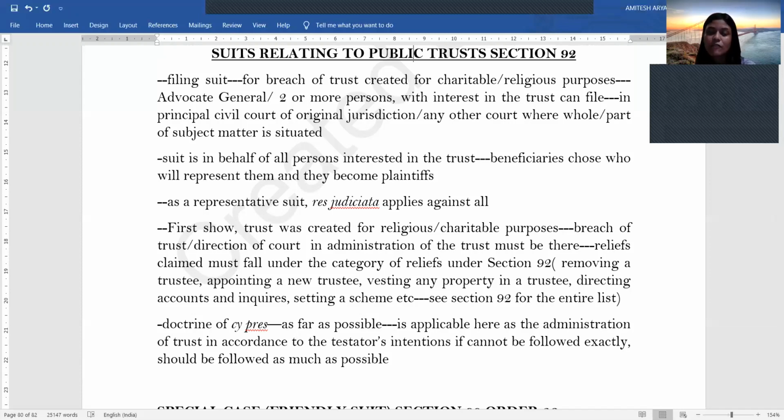There's a long list where there can be removal of a trustee, appointing of a trustee, vesting any property in a trustee, etc. You can go through that list. Only those reliefs can be claimed here. And the doctrine of cy-près is also applicable. Cy-près means as far as possible.